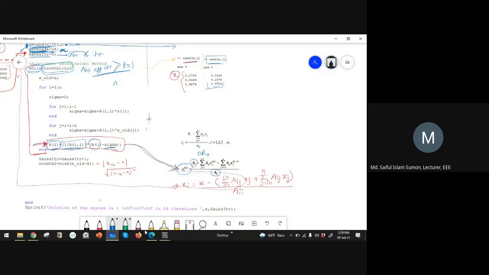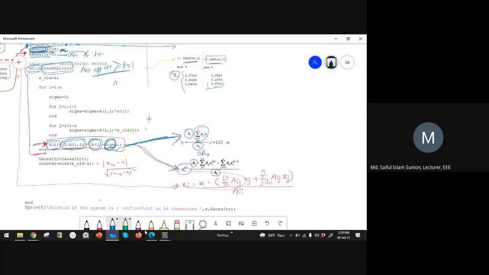Sigma contains everything like this one. So you can compare this equation with this one. It will be better. You can see at the bottom there is aii. At the above there is bi minus some summation. That summation is considered as sigma.